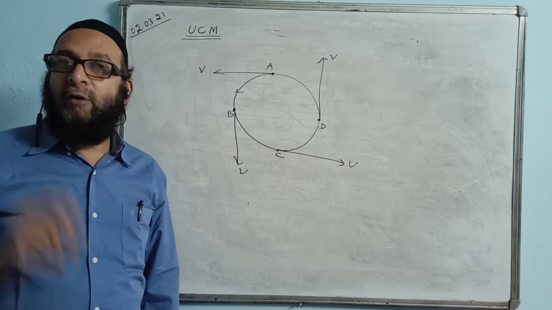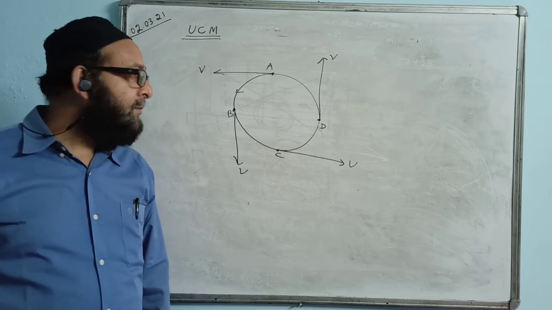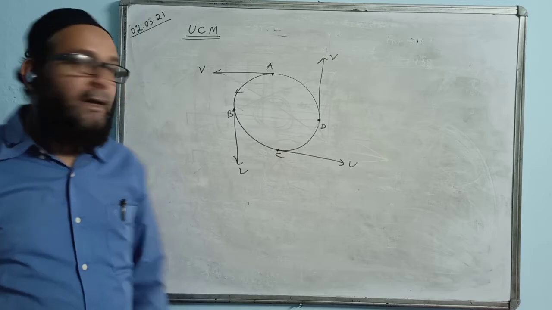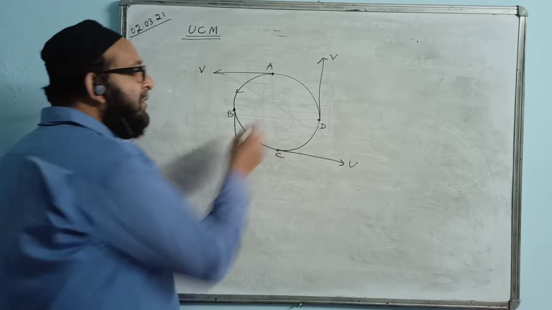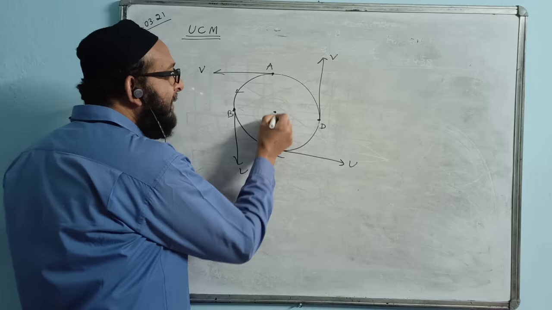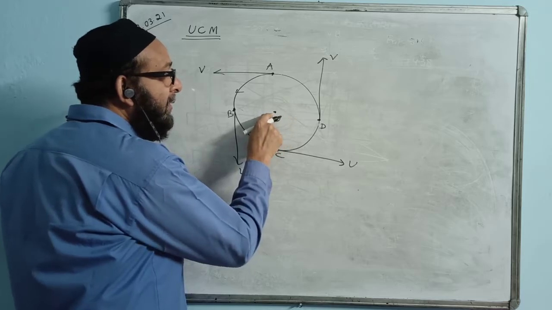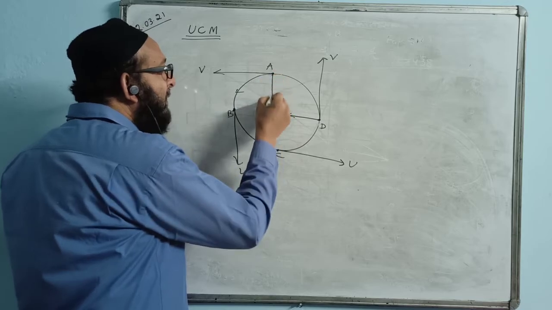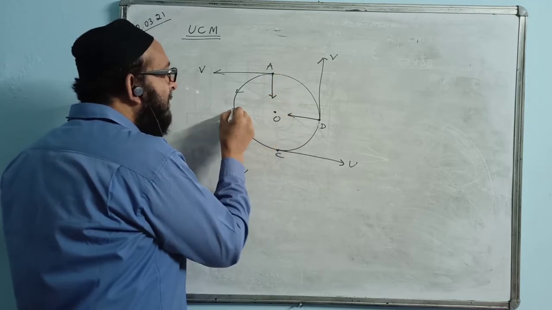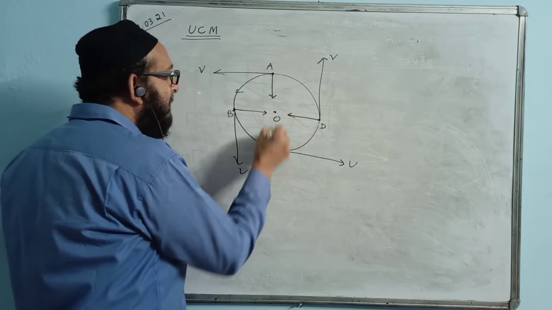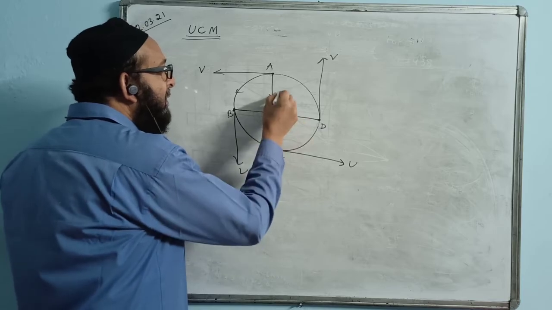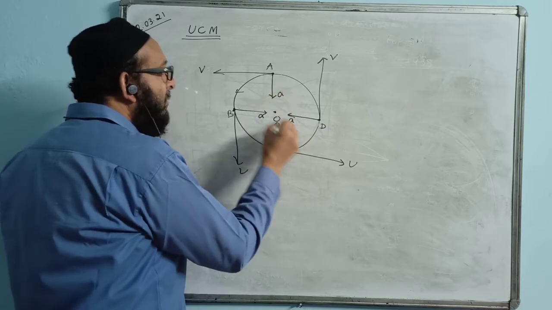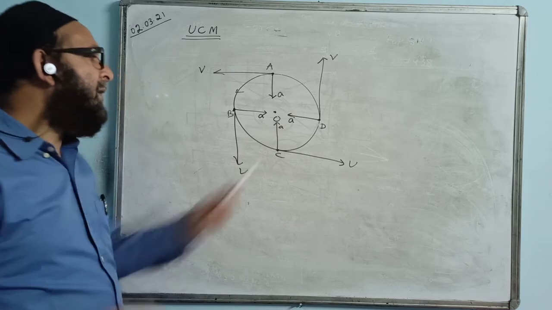And the acceleration will not be zero. In what direction does the acceleration act? Acceleration acts in the direction of force, and the force will be acting towards the center of the circle here. So the direction of acceleration will be like this. This is the direction of acceleration towards the center of the circular path, or we say along the radius.